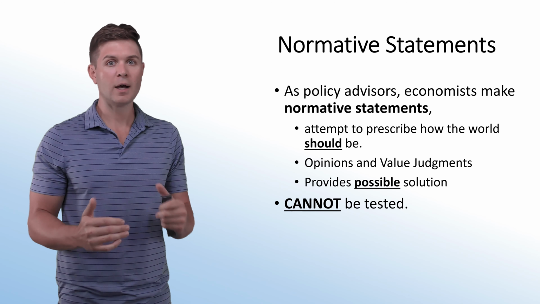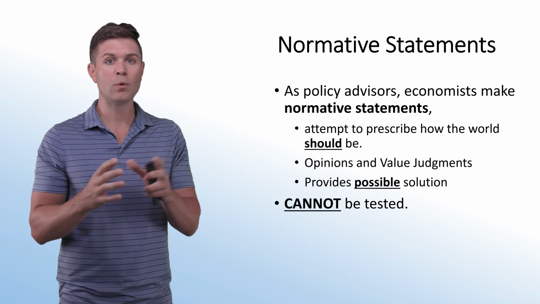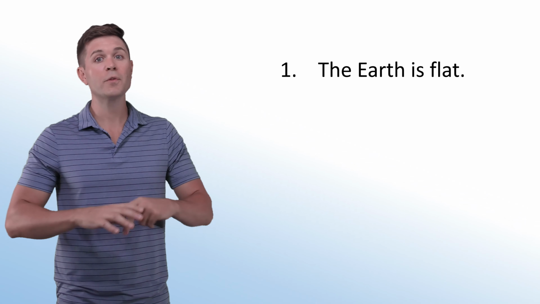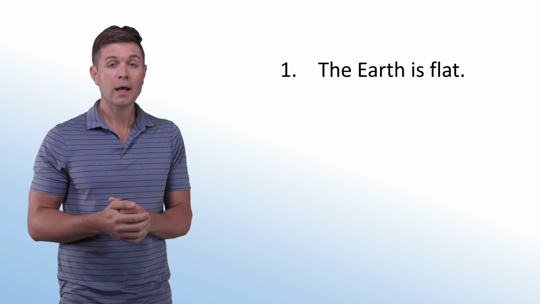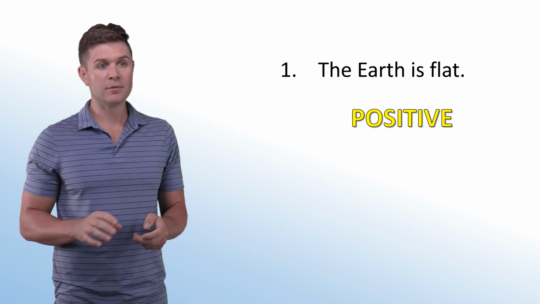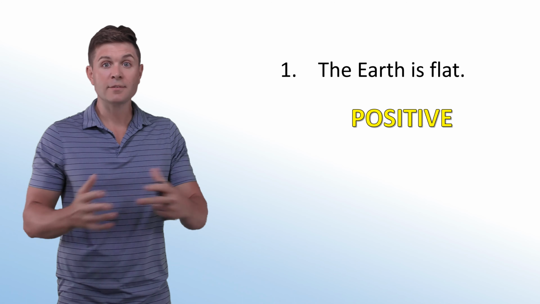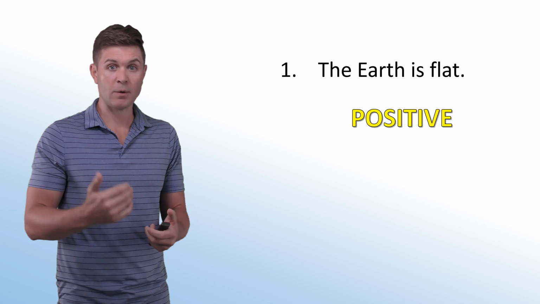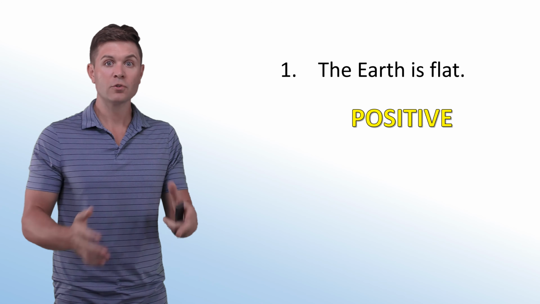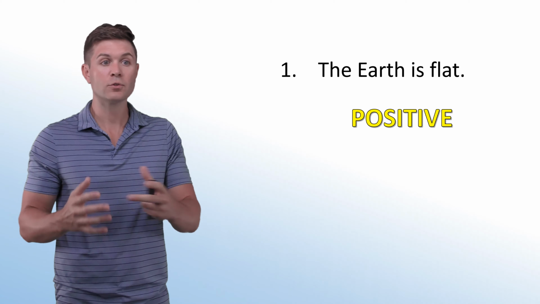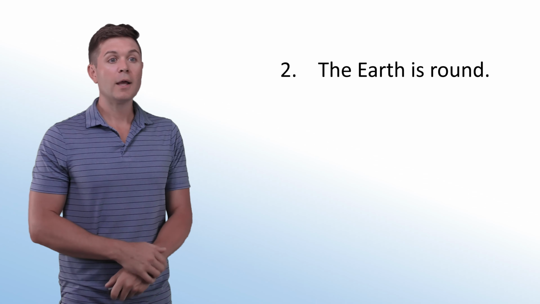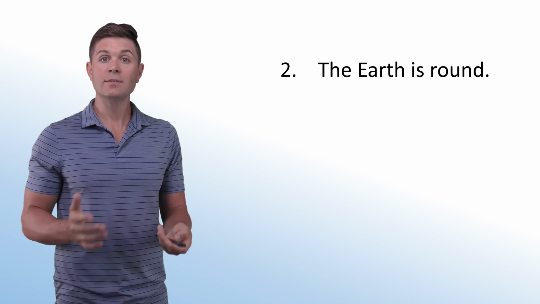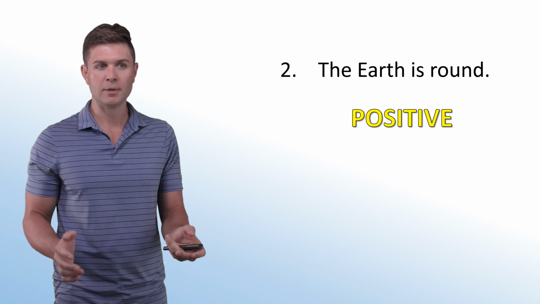So let's take a look at these statements and see if we can identify whether or not they're normative or positive. First one, the earth is flat. All right, now this one is a positive statement. It's not correct, it's not factual, but it is a positive statement. Can we test that the world is flat? Yes. So there's a correct or false answer to this statement. All right, the earth is round. Once again, we know this to be true, and it is testable, so it is a positive statement.